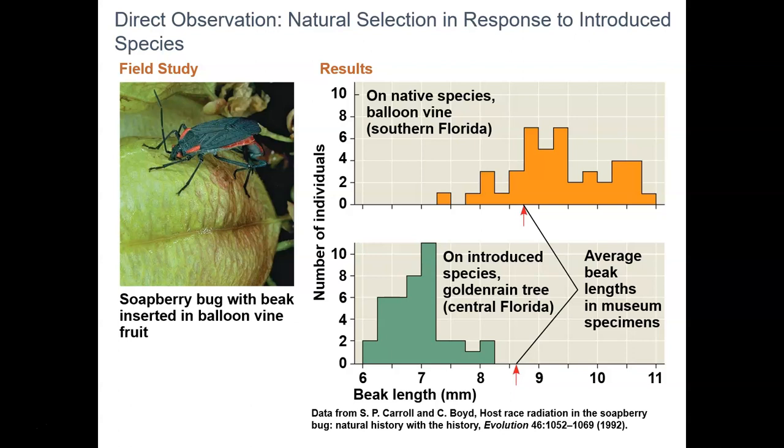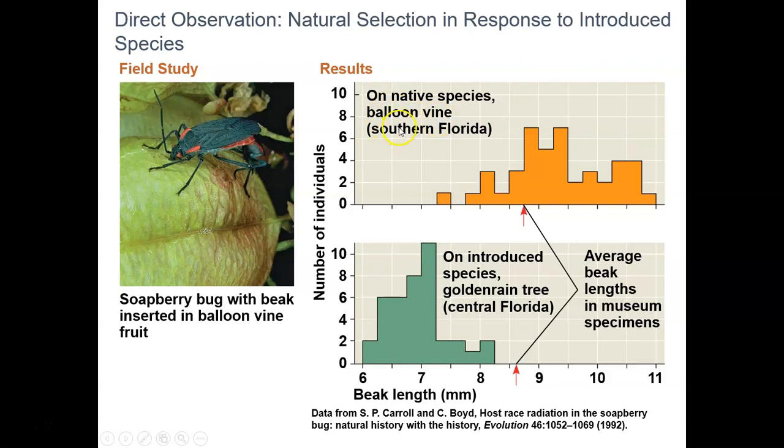Now we're going to talk about evidence for evolution, and the first category of evidence for evolution was direct observation. One great example of a direct observation of natural selection in action is if we look at organisms that adapt to new species that are introduced. Here's an example of a soapberry bug. These are native to Florida. They originated in southern Florida, and they feed on a type of plant called the balloon vine.